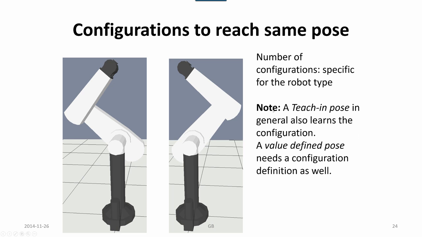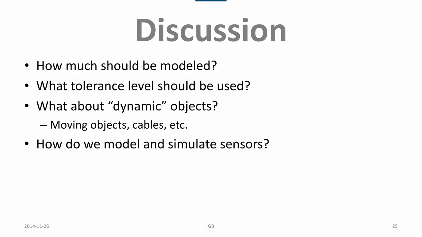Also, it could be something like this. So there are a number of different kinds of configurations for most poses in the 3D world. And so one can think about how much should be modeled when we do some kind of modeling for simulation. What tolerance levels should be used, and what dynamic objects, meaning moving objects, cables and so on, and how do we model and simulate sensors.